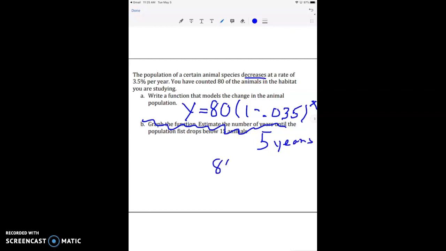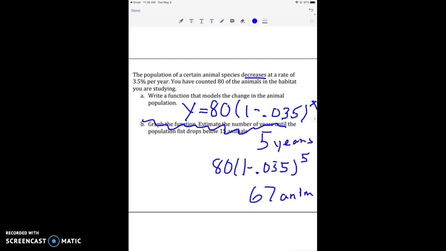So 80 times 1 minus 0.035, and then of course the x is no longer x, it is 5. It's our substitution, all right? And that is exactly what I'm going to type into my calculator. So 80, parenthesis, 1 minus 0.035, caret key to the 5, and I find out that there are roughly 66.9 animals. I don't know if you know what 0.9 of an animal is, so I'm going to round that up and say there are 67 animals left in my pen.